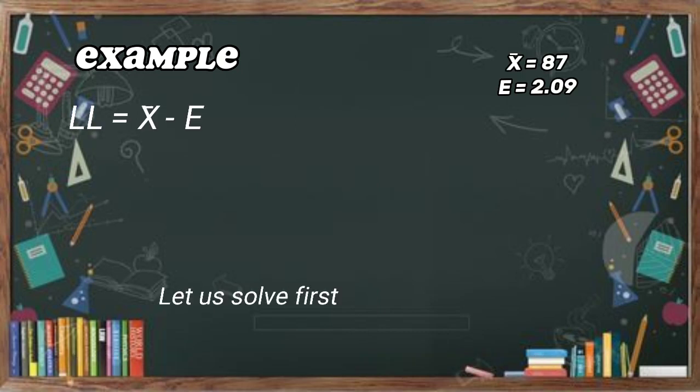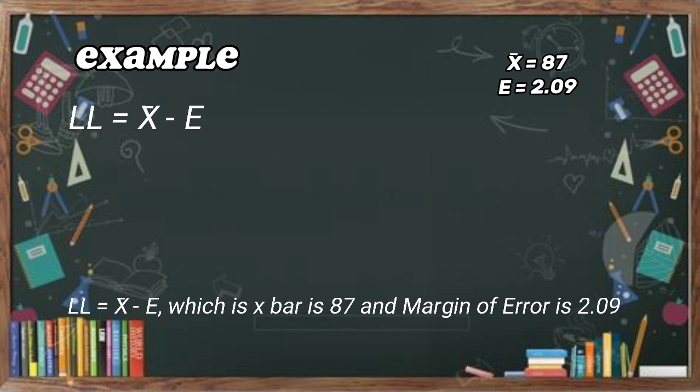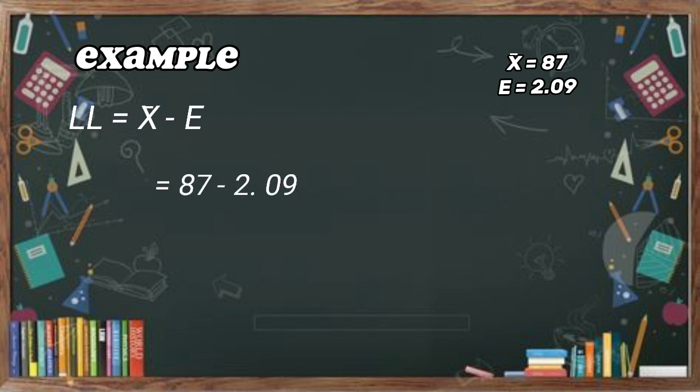After that, we can solve the confidence interval, which is the lower limit and the upper limit. Let us solve first the lower limit. LL is equal to x bar minus E. X bar is 87, and the margin of error is 2.09. 87 minus 2.09 is equal to 84.91.